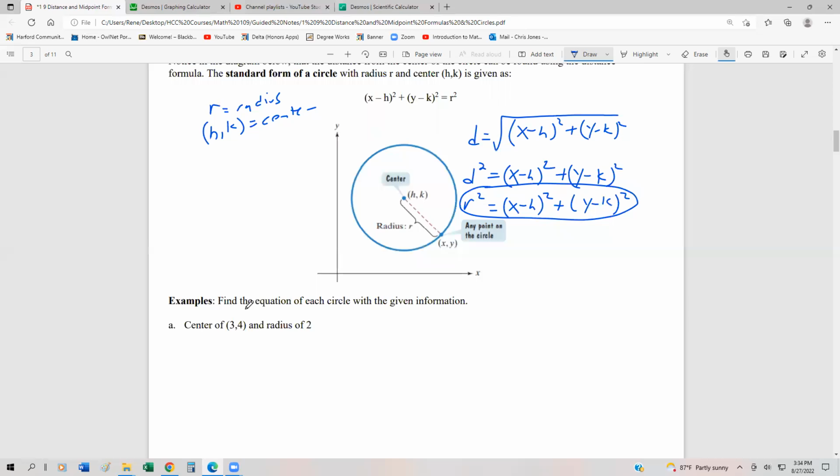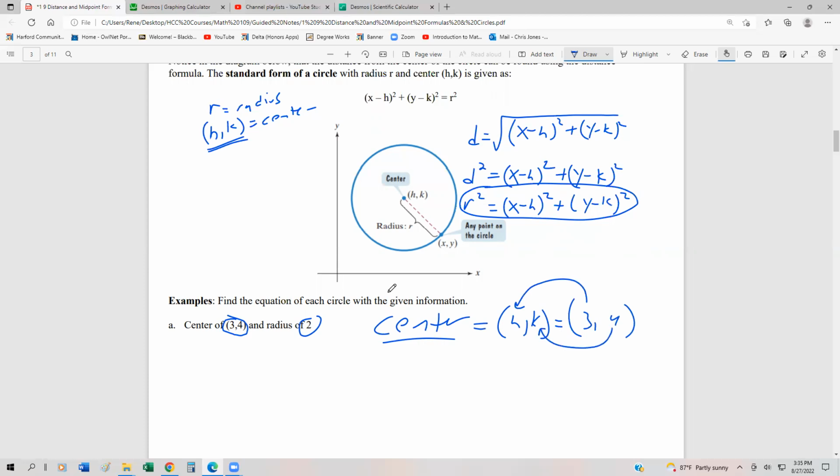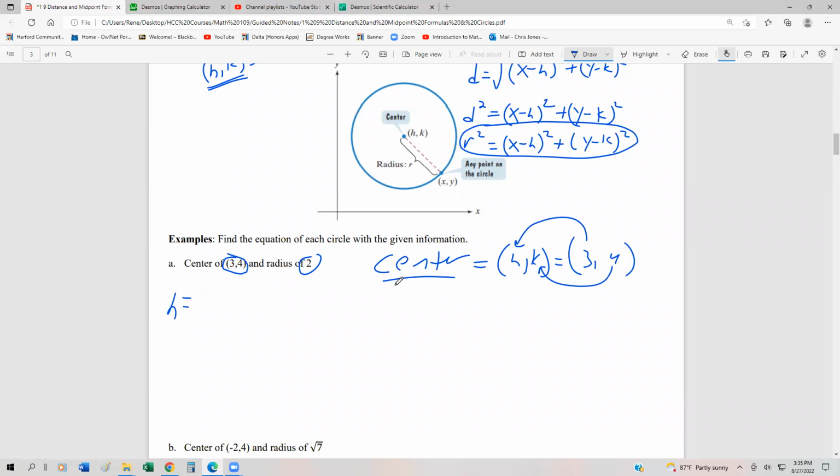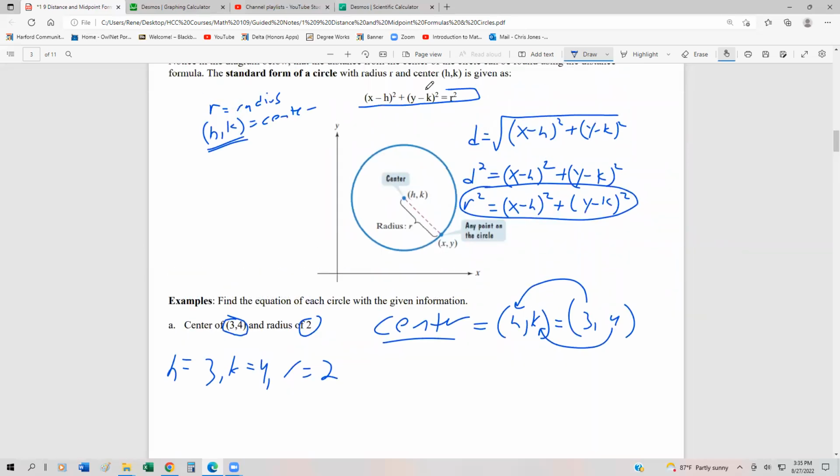Let's find the equation of the circle with the given information. We have a center of 3, 4, and a radius of 2. The center, which we said was h comma k, is 3 comma 4, so 3 is h and 4 is k. We have h equal to 3, k equal to 4, and the radius r equal to 2. Plugging everything into the formula, we have (x minus 3) squared plus (y minus 4) squared equals 2 squared.